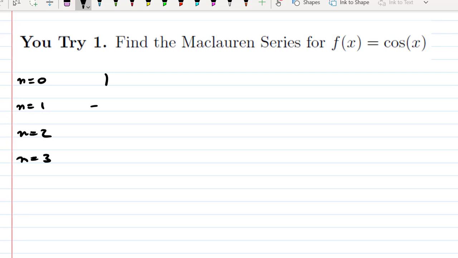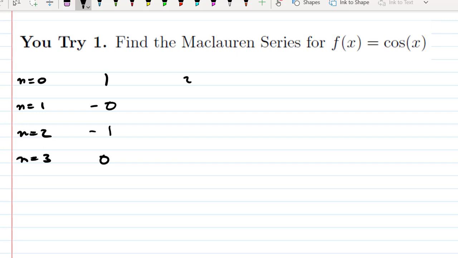Negative sine of 0 is negative 0. And then at 2, we're going to have negative cosine, so we're going to get negative 1. And then we're going to get sine, and sine is going to have 0, and then we're going to cycle back around. So for each of these, we're going to have this same pattern.